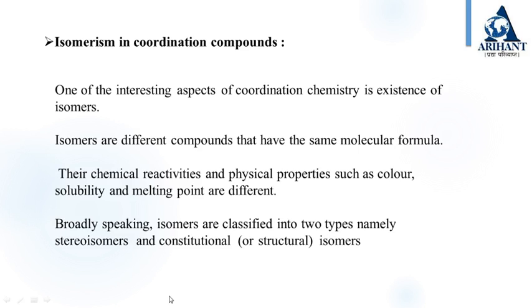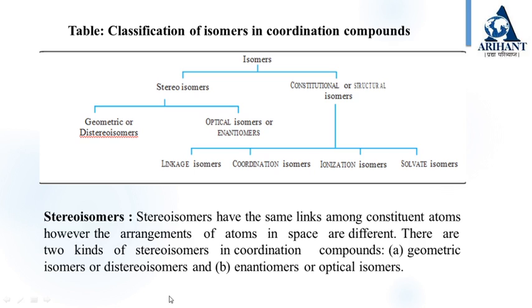Next we will see isomerism in coordination compounds. One of the interesting aspects of coordination chemistry is the existence of isomers. Isomers are different compounds that have the same molecular formula. Their chemical reactivities and physical properties such as color, solubility and melting points are different. Broadly speaking, isomers are classified into two types, namely stereoisomers and constitutional or structural isomers.